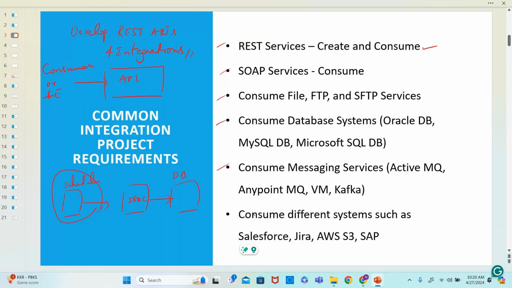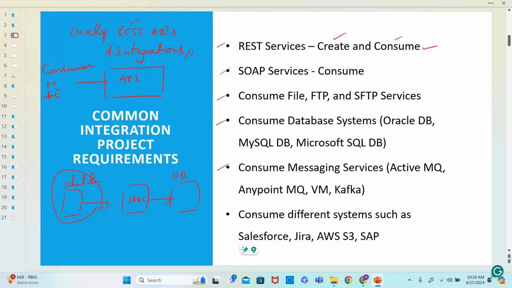What does it mean? Whenever you are developing an API, we are mostly developing REST API. I clearly mentioned here, if you see, most of the time or 90 or 95% of the time you will be developing REST API. That's the reason I told create REST API. And for example, if I wanted to consume other people's or other REST APIs, then I'll use consume operation. With the help of HTTP request, I'll try to consume the other API.